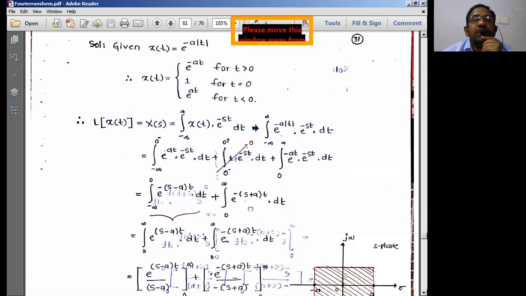So now find out the Laplace transform. The general formula is X of s equals the integral of x of t into e power minus st dt.